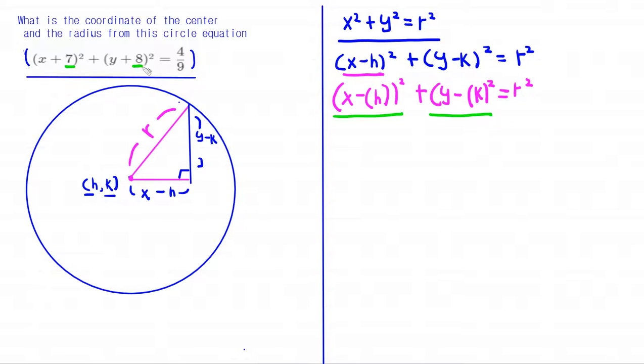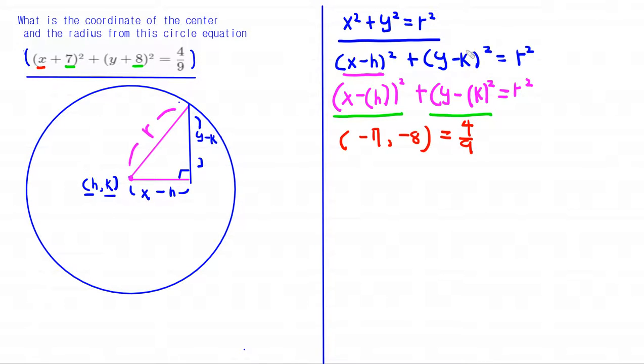In our example, 7 is a positive value and 8 is a positive value, and that means the x and y values of the center should be negative. So the coordinate of the center is x equal to negative 7, which is the opposite of the plus sign, comma, y value, negative 8, the opposite of the plus 8. So negative 7, negative 8 is our coordinate for the center. And it is equal to r squared, which is right over here, 4 over 9.